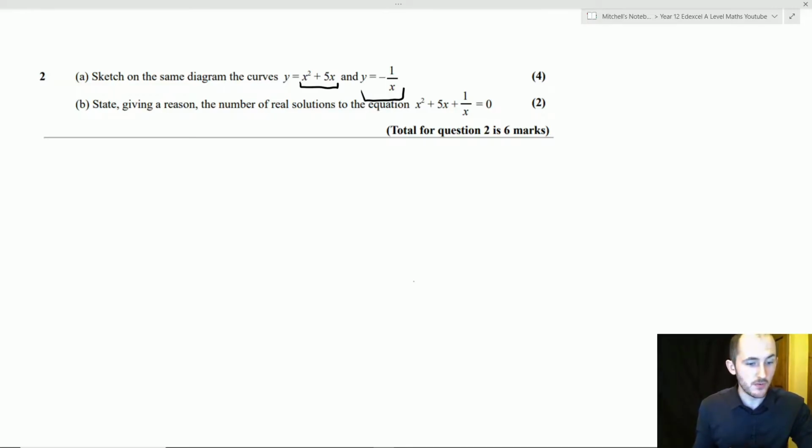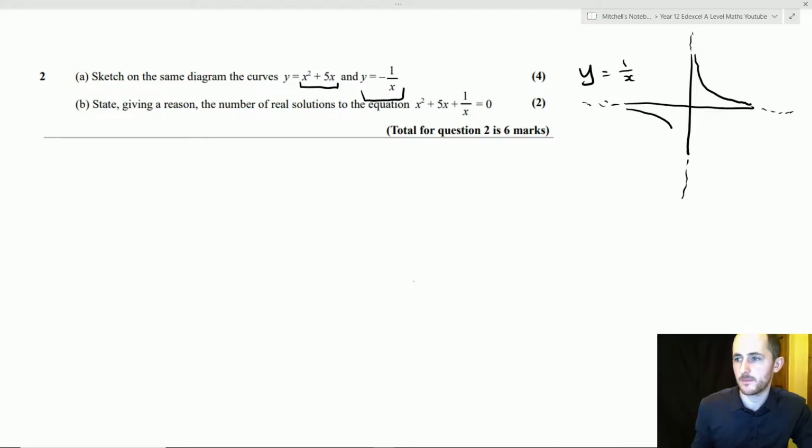For those of you that may not know, the y equals 1 over x graph looks like this. Okay, so it goes like that, where the x and y axis are actually asymptotes, which means the graph will never cross them. So make sure you don't make it touch. And so if it's a minus 1 over x graph, it means that it's going to actually be flipped. Okay, so it's actually going to be over here and here. Okay, so let's start with part A.